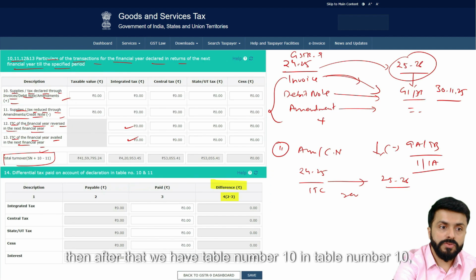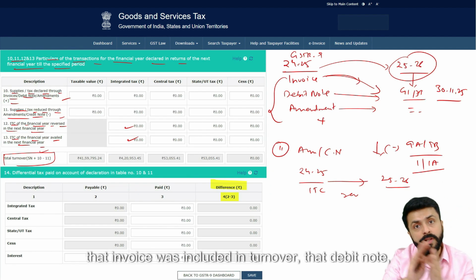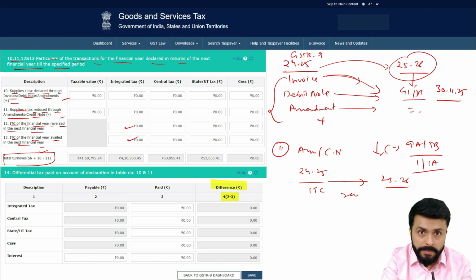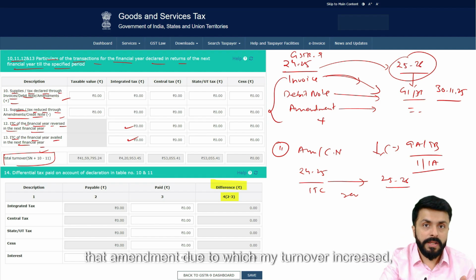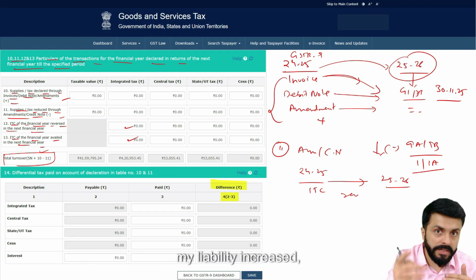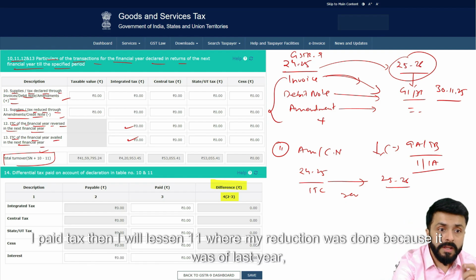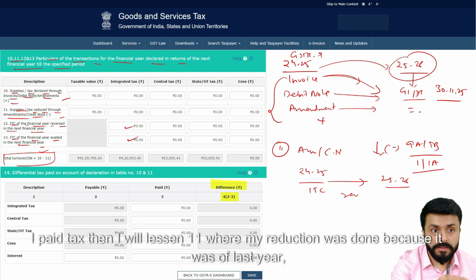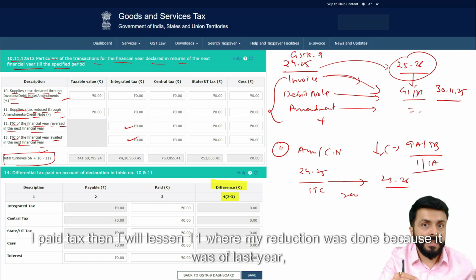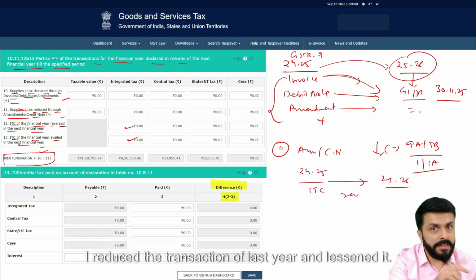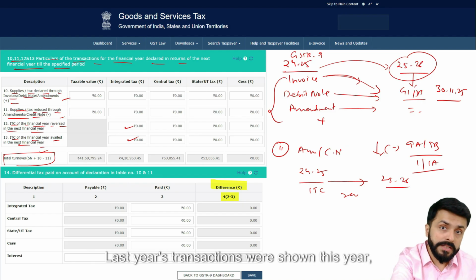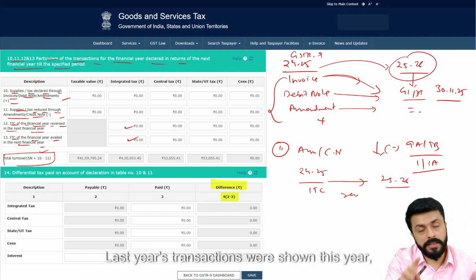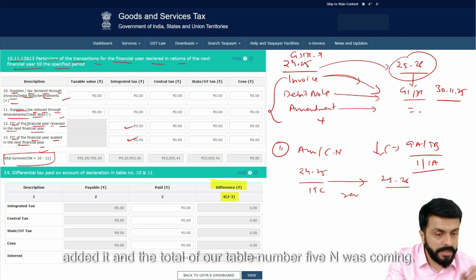Then after that we have table number 10. In table number 10, that invoice was included in turnover, that debit note, that amendment, due to which my turnover increased, my liability increased, I paid tax. Then I will lessen table 11 where my reduction was done. Because it was of last year, I reduced the transaction of last year and lessened it. Last year's transactions were shown this year, added it, and the total of our table number 5N was coming.